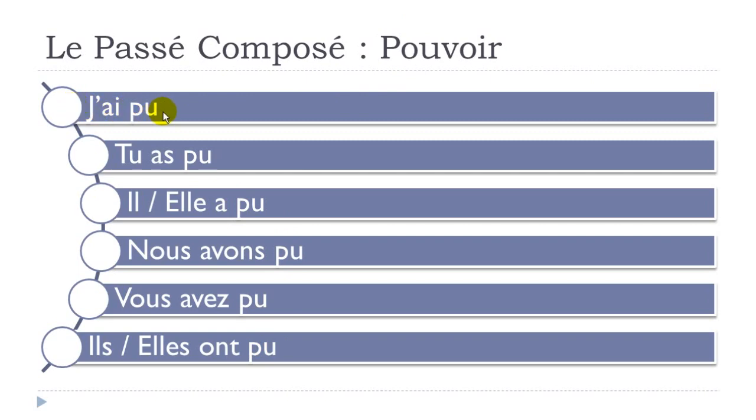J'ai pu. Tu as pu. Remember, you don't pronounce the S here. Il a pu. Elle a pu. Nous avons pu. Little link, little liaison between the two. Vous avez pu. Same thing here. Little liaison between the two. Ils ont pu. Same thing here. Elles ont pu.